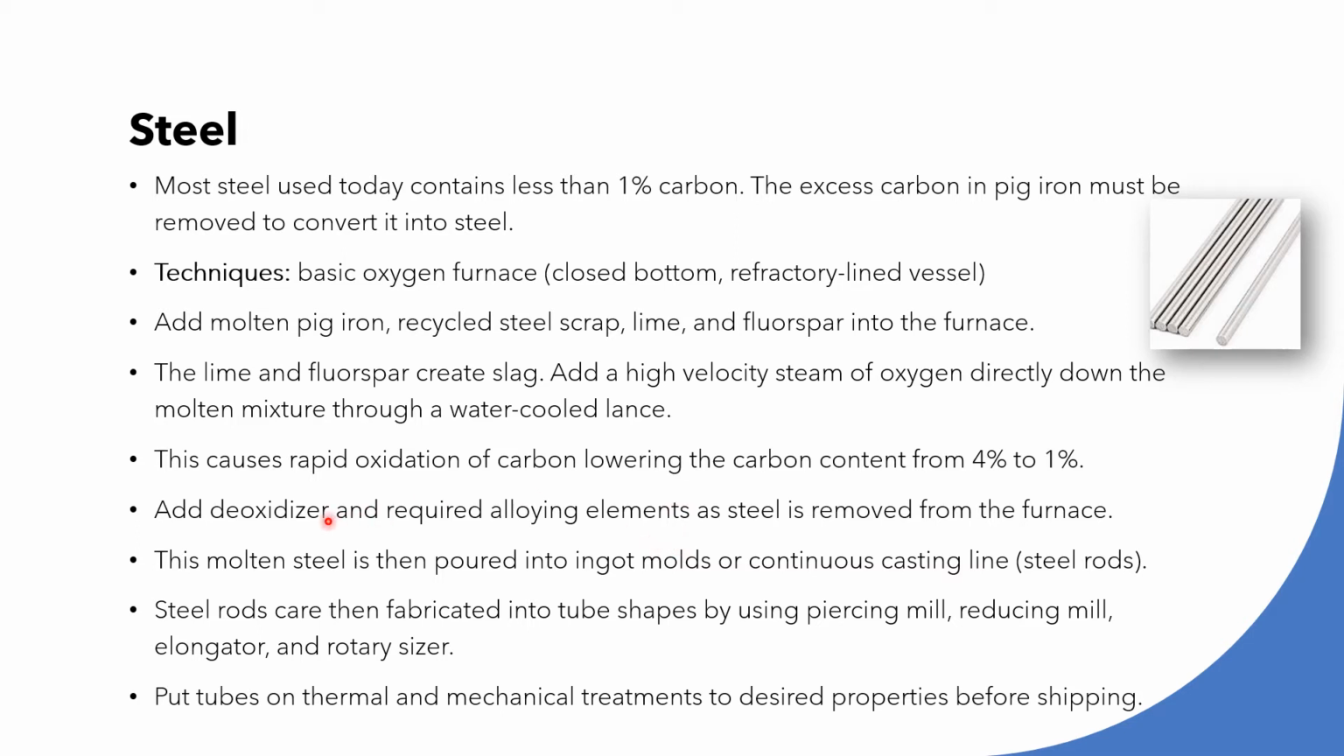So here we add the oxidizer. Then we're going to add the alloying elements. And then we're going to remove the steel from the furnace. Yeah, that's just like polishing. So here, that's how steel looks like.